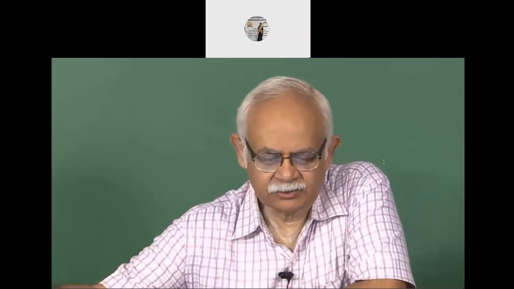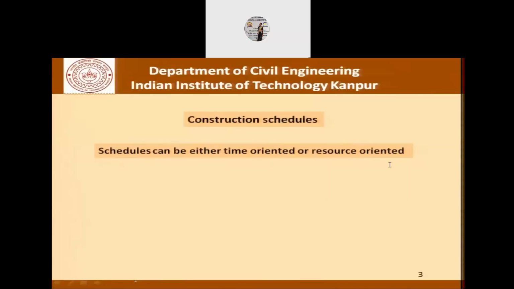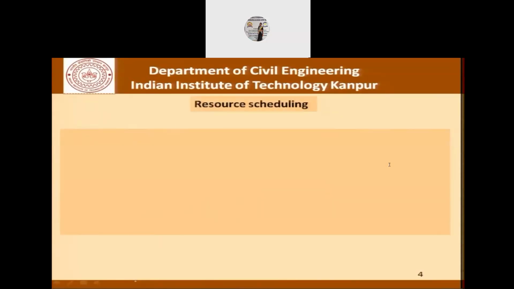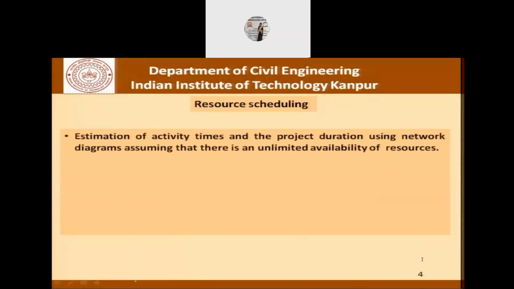Now, construction schedules, as we know, are either time-oriented or they can be resource-oriented. In our discussion so far, we have mostly talked about concepts related to time-oriented scheduling. Today, of course, as I mentioned, we'll talk about resource allocation, resource leveling, and those concepts which are resource-oriented scheduling concepts. Now, what is resource scheduling?